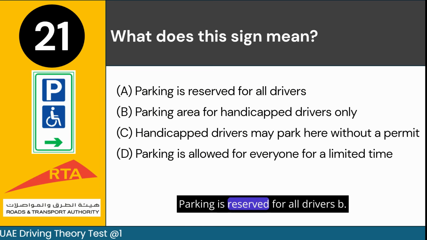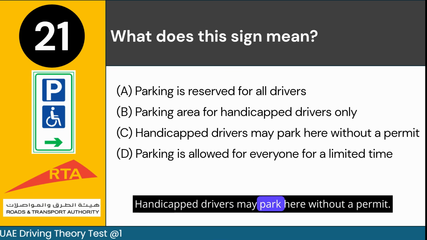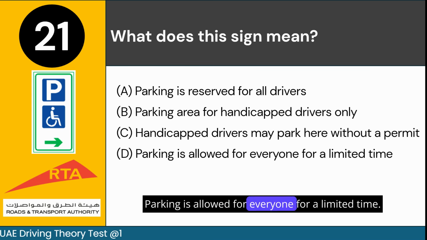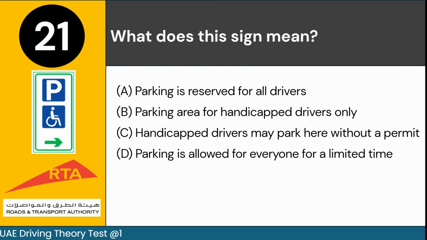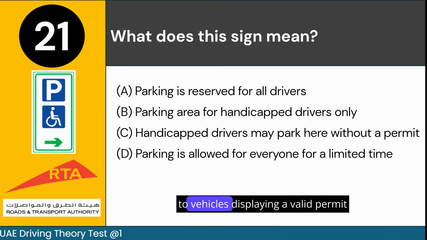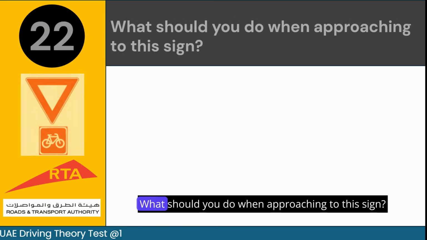A. Parking is reserved for all drivers. B. Parking area for handicapped drivers only. C. Handicapped drivers may park here without a permit. D. Parking is allowed for everyone for a limited time. Answer: B. This sign indicates that parking is restricted to vehicles displaying a valid permit for handicapped drivers, ensuring accessible parking spaces for those with disabilities. What should you do when approaching this sign?